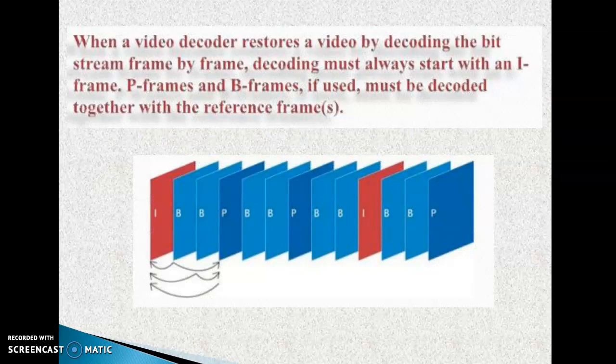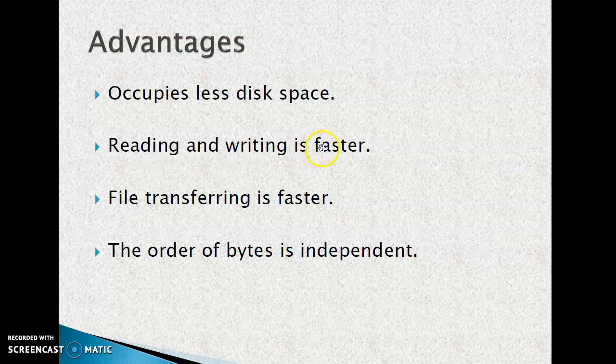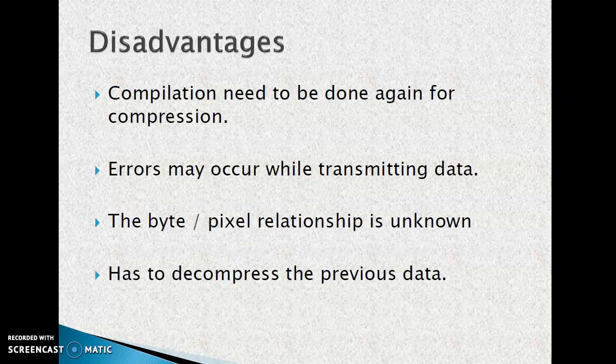So when a video recorder restores a video by decoding the bit stream frame by frame, decoding must always start with an I frame. P frames and B frames must be decoded together with the reference of previous frames. Advantages: it occupies less disk space, reading and writing is faster, file transferring is faster, and the order of bytes is basically independent. Disadvantages: compilation needs to be done again for compression. Errors may occur while transmitting data, and the byte or pixel relationship is unknown, and it has to decompress previous data to understand what has been transmitted or received in the previous frames.